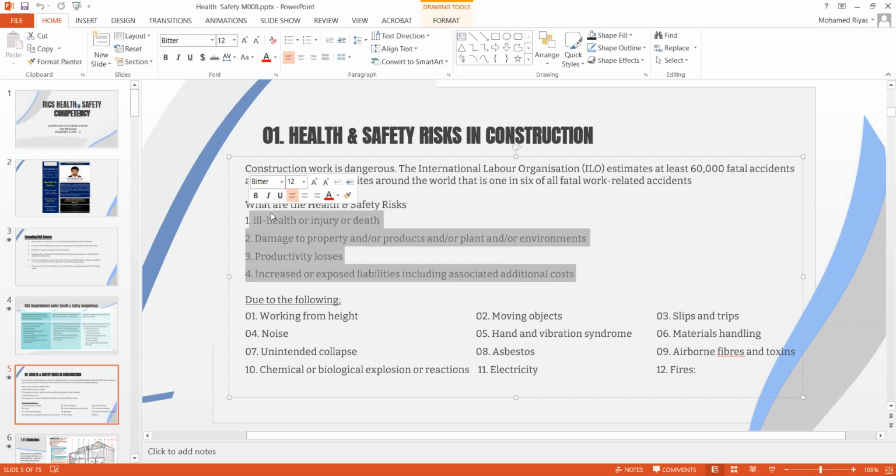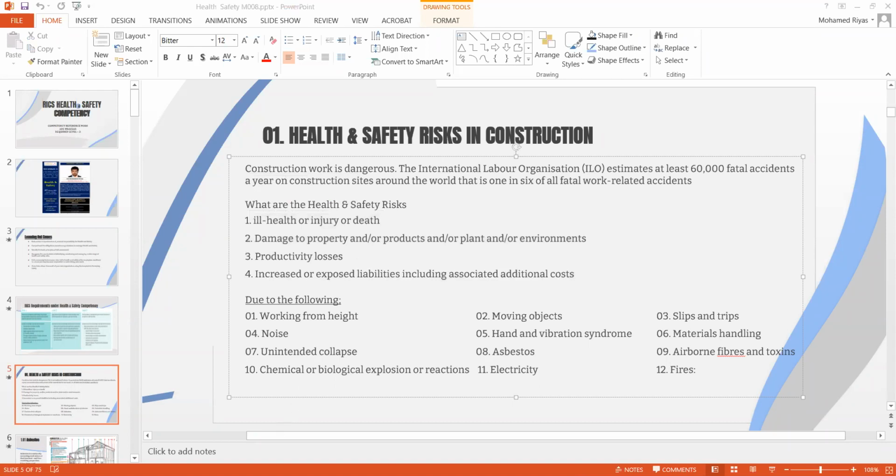Why are we talking about health and safety as an issue, as a parameter? The reason is purely that construction is a major industry in any country. It even represents a considerable percentage of GDP. ILO, International Labour Organization, estimates at least 60,000 fatal accidents a year on construction sites around the world, which means it's 1 in 6 of all fatal work-related accidents.